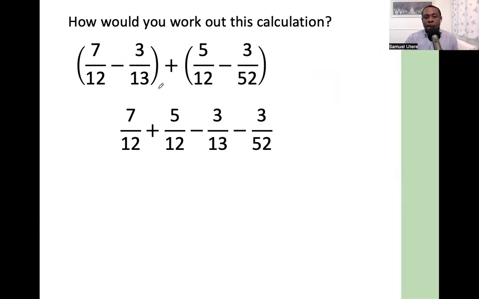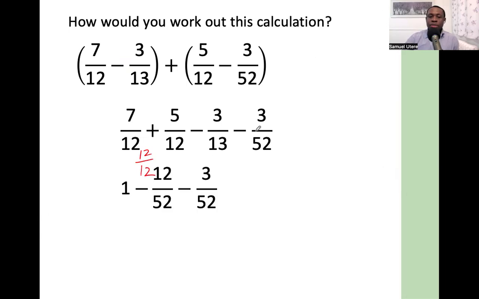And have you also noticed that if we add 7 to 5, we'll have 12. So 12 over 12, which is a whole. Okay? So these two is 12 over 12, which is a whole. Right? Now we want to subtract 3 over 13 from a whole and also 3 over 52.